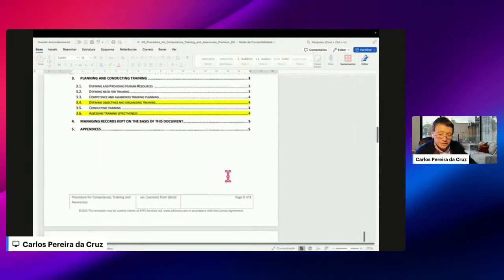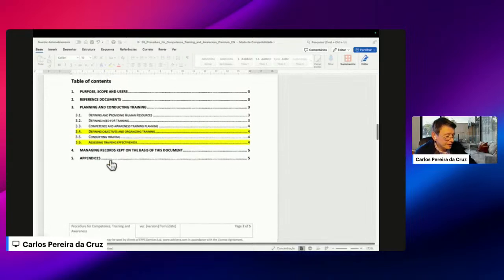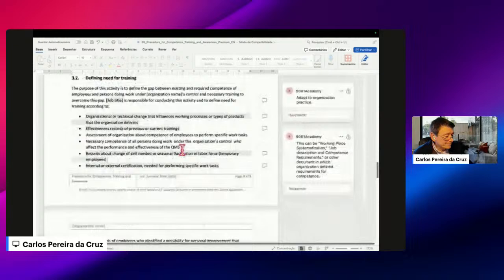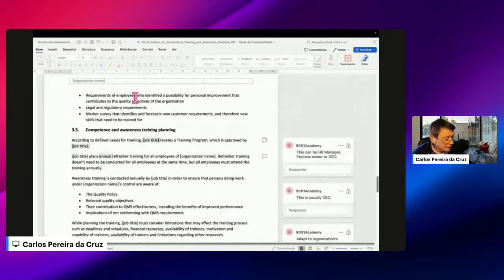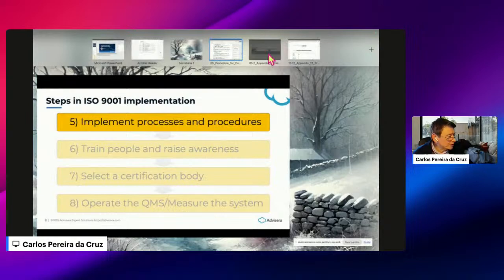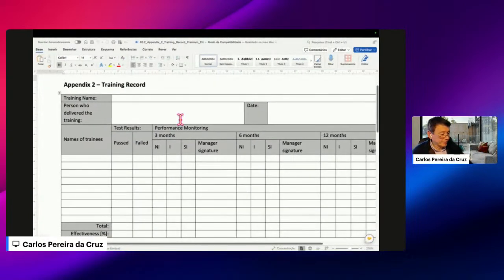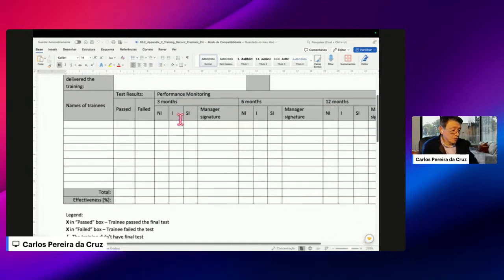You have here the table of contents, with things that normally I don't see in procedures regarding training, like defining objectives and organizing training. If we don't do this, how can we later assess training effectiveness? For example, you can use this one here according to your organization chart. So you can put here what is the relevant job for this. And let me show you this one here, an example of the template that can be used for recording the training.